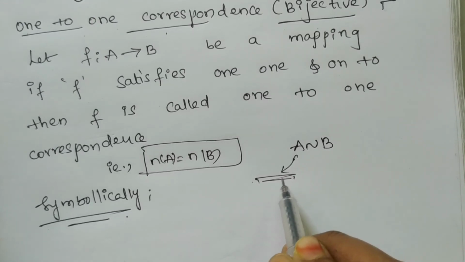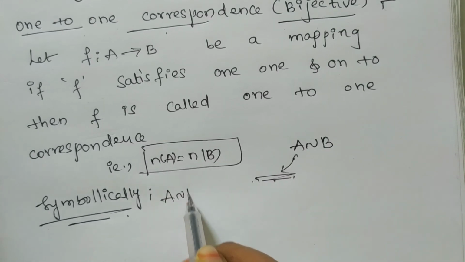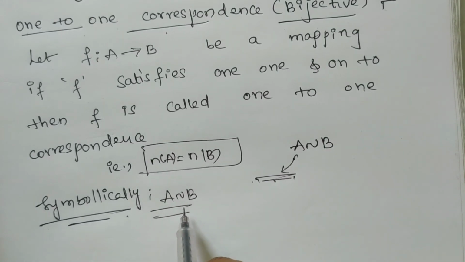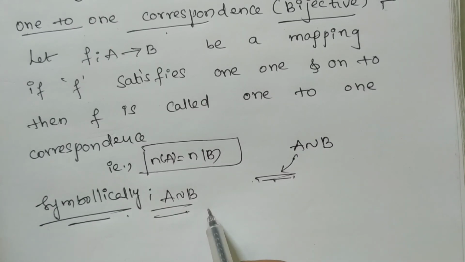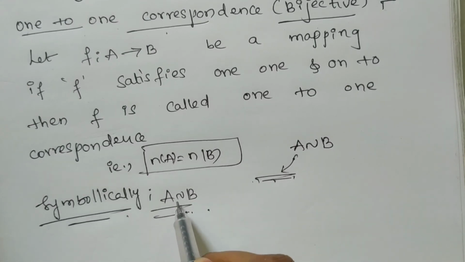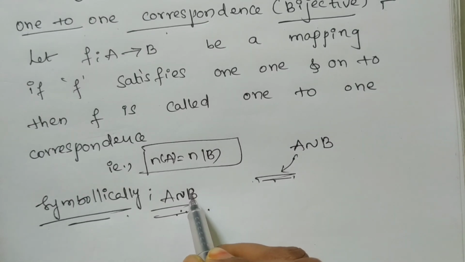A mapping which satisfies one-to-one and onto correspondence is known as an equivalent mapping, and this can be written symbolically as A equivalent to B.